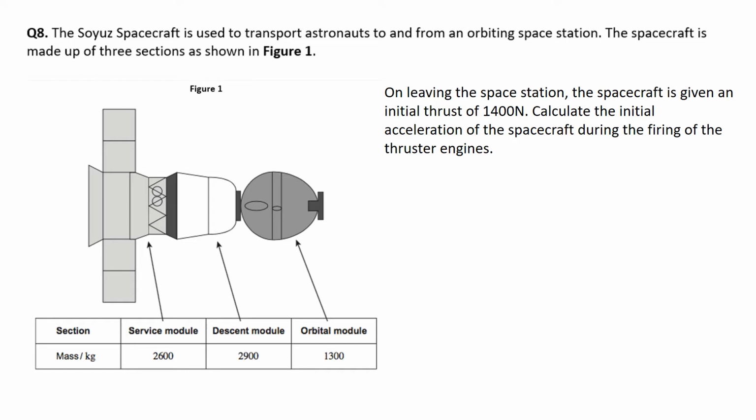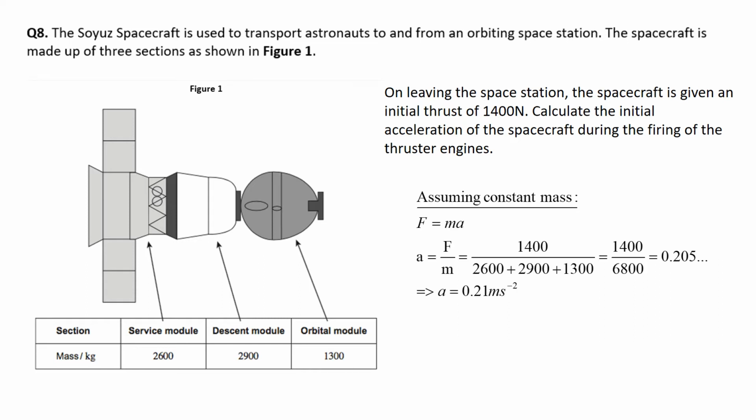and we can see we've been given the mass of each of the 3 sections. When they leave the space station, the spacecraft is given a thrust of 1,400 newtons. Calculate the initial acceleration during the firing of the thruster engines. We're going to assume the mass stays pretty much constant during the firing stage. Eventually its mass will start to decrease as it travels along, but we're going to say it's roughly the same, which means we can now use F equals ma, and we're going to rearrange that. So we need to calculate the total mass, which is what you can see me doing there, and then we should round it to 2 significant figures like all the data you've been given.